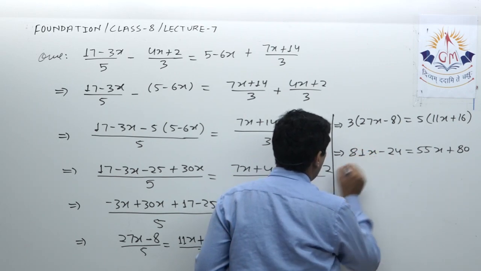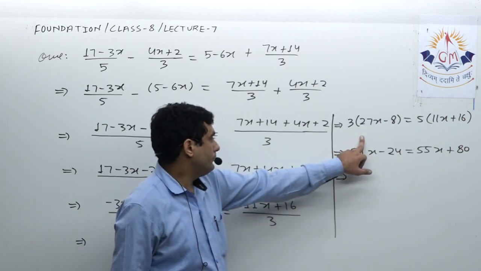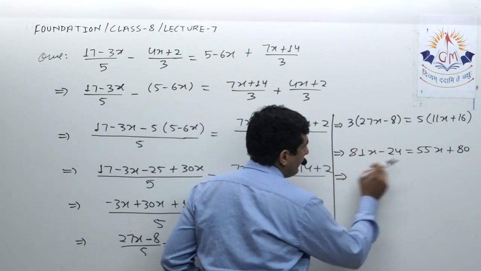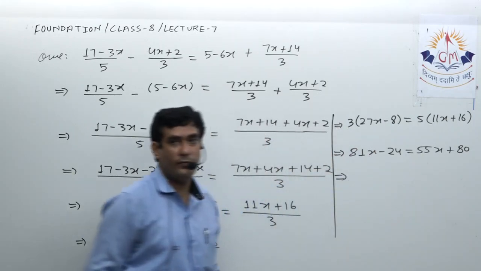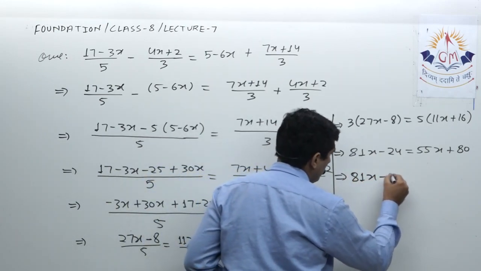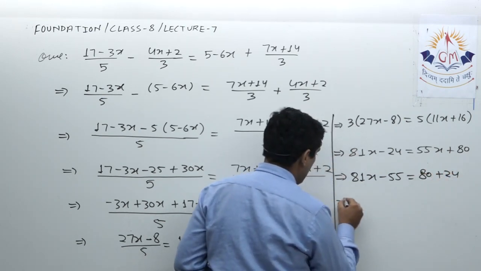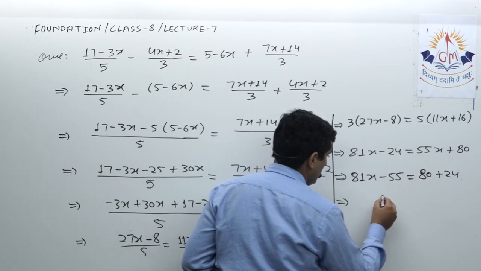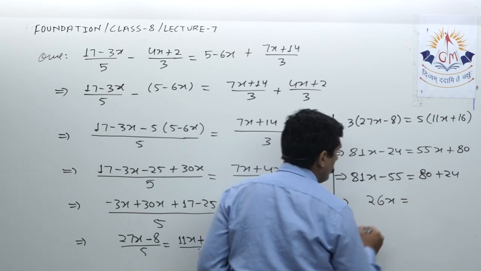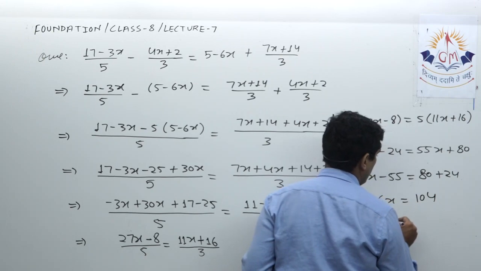This is 81x actually, not 108x. I took 4 into 27, it is 3 into 27, so 81x minus 24 is equal to 55x plus 80. Now I will take the terms containing x, so this is equal to 80 plus 24. So here 26x is equal to 104.